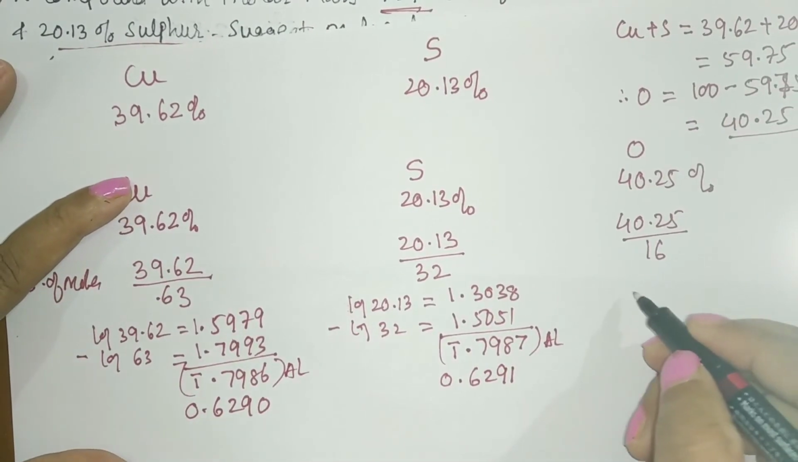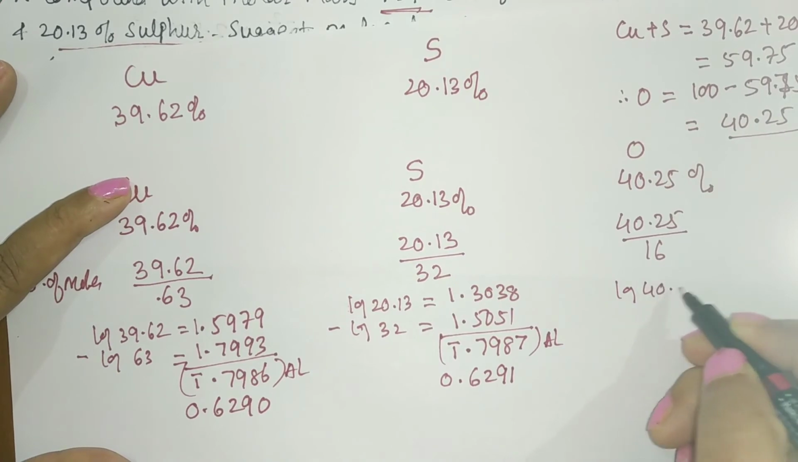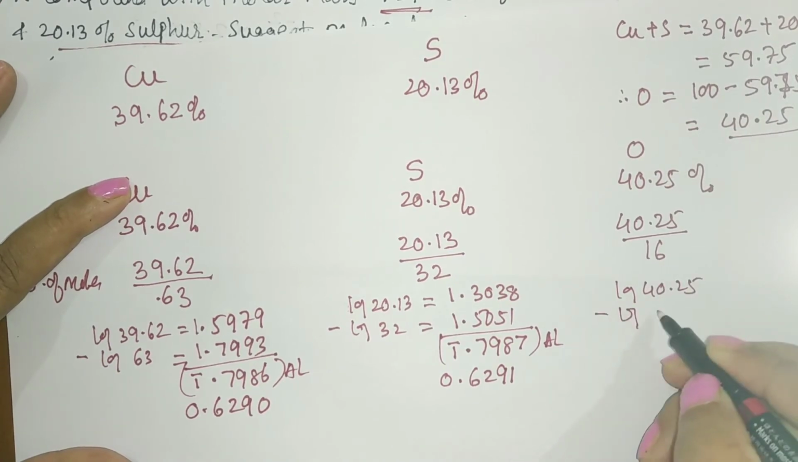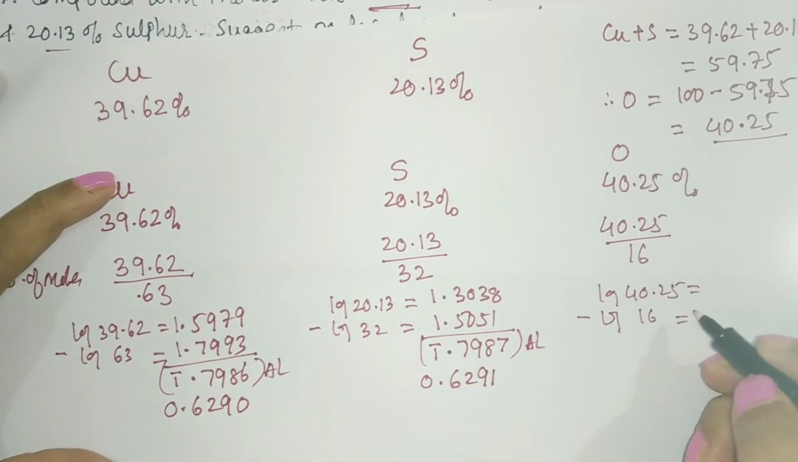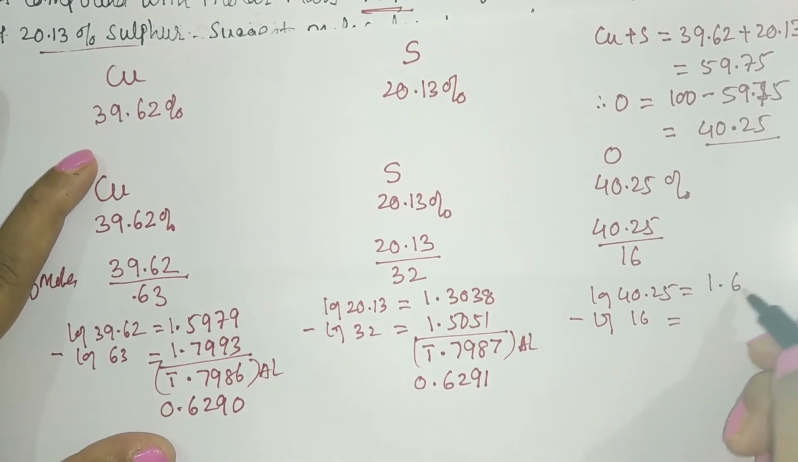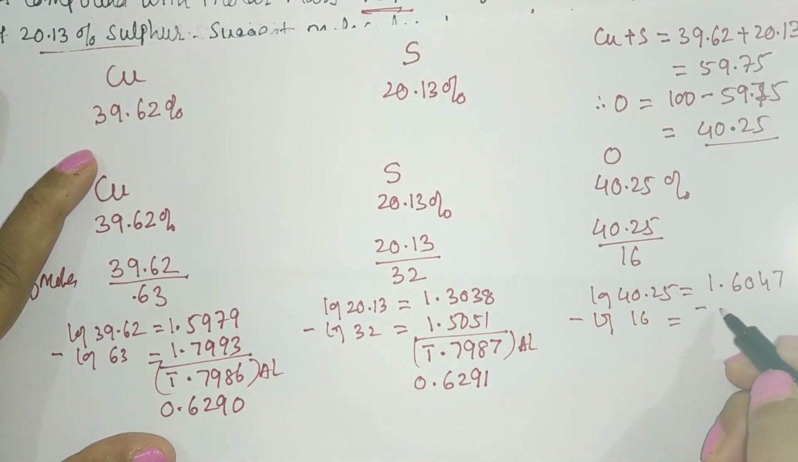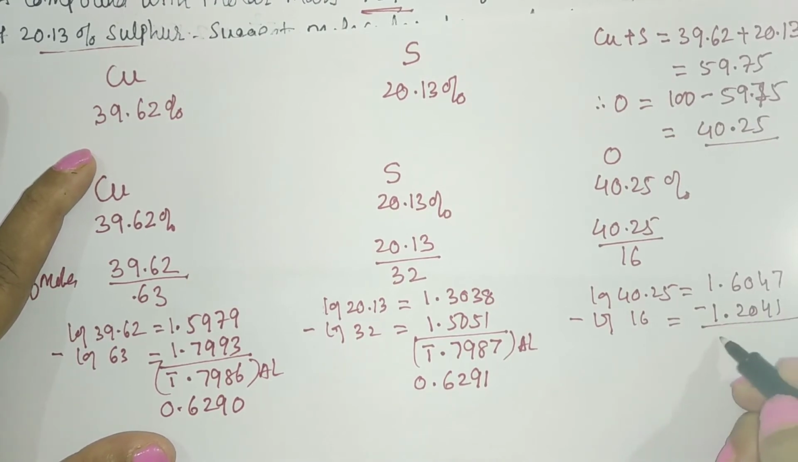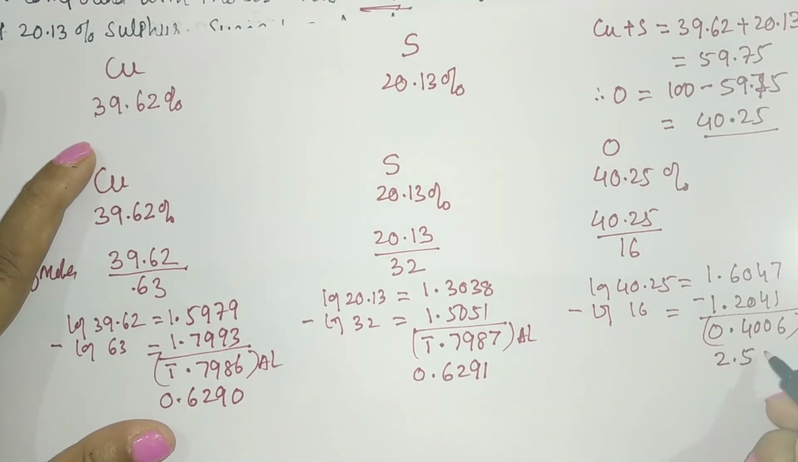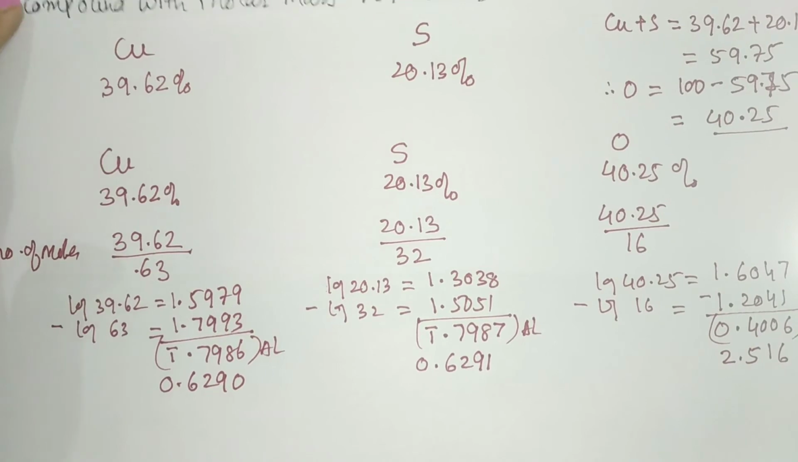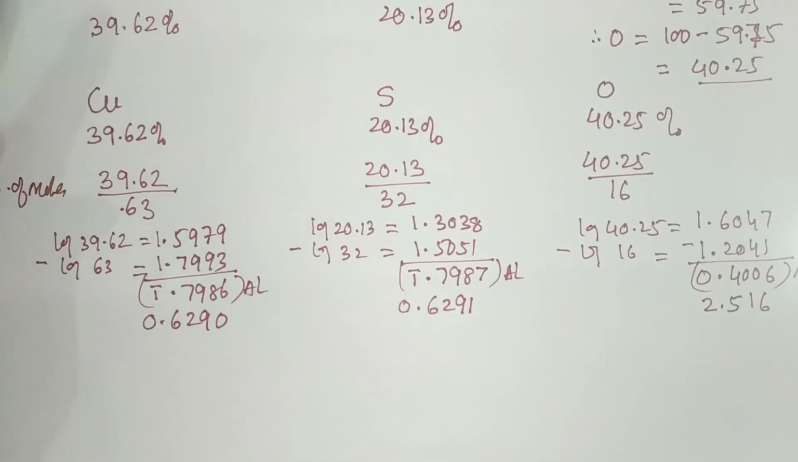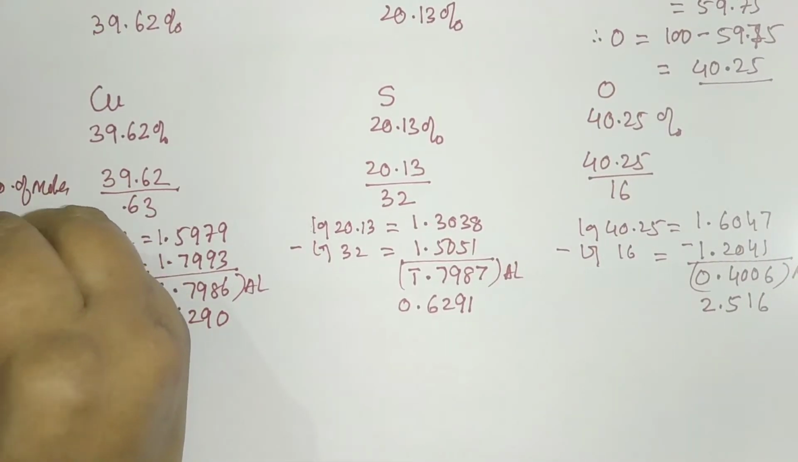You can go for this. Log of 40.25 minus log of 16. So this comes out to 1.6047 minus 1.2041. So the difference comes out to 0.4006 and anti-log will come to 2.516. So students, we have calculated the number of moles. That is our second calculation we have finished.